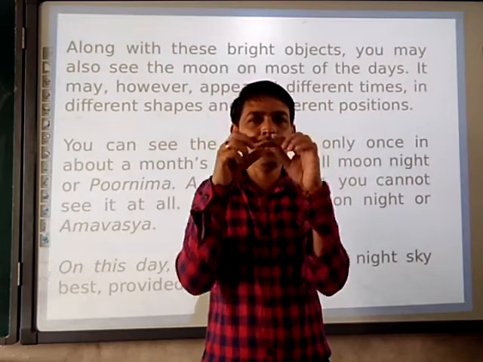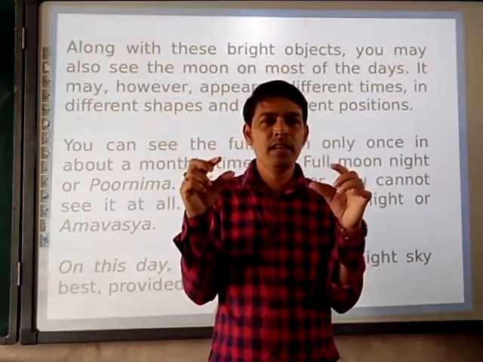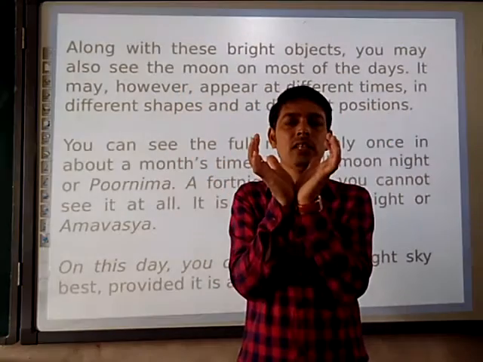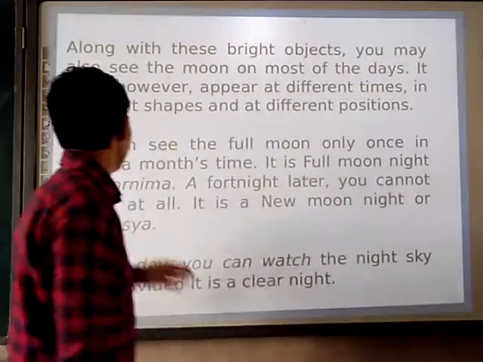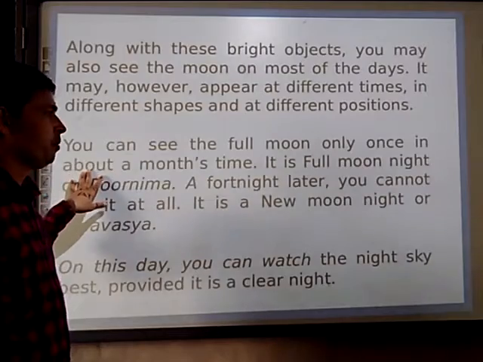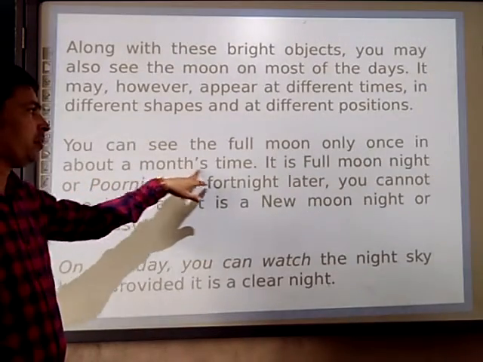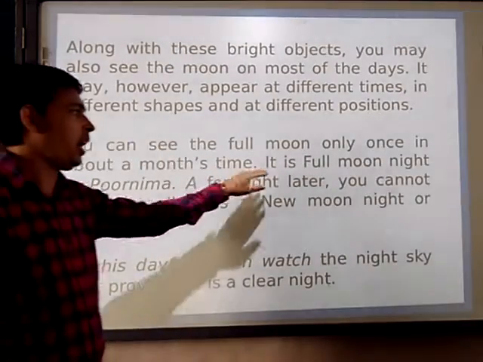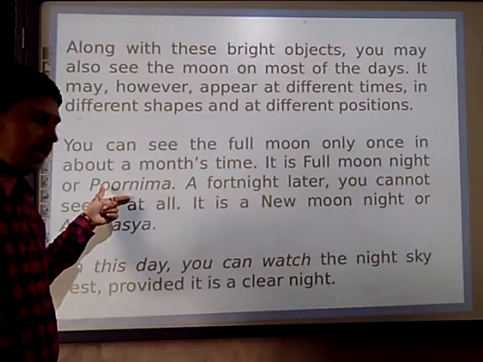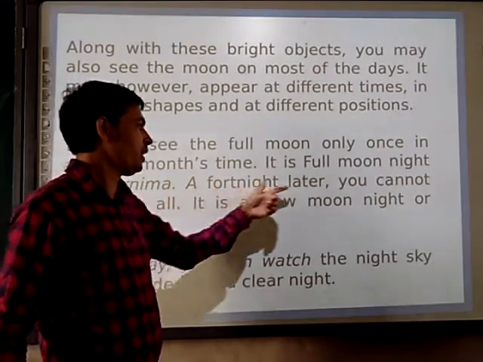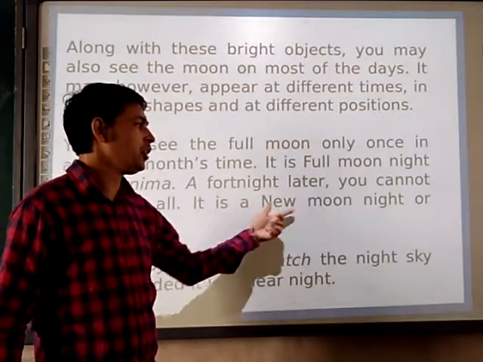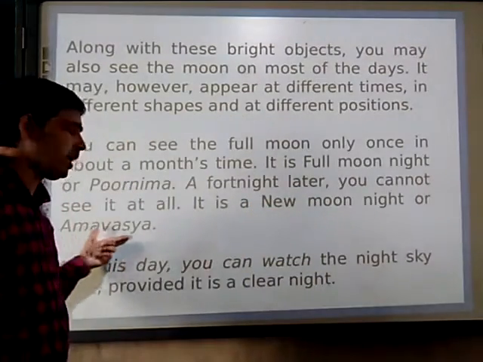The moon has different shapes in the sky. Not every time does the moon look circular. You may see the full moon only once in about a month. It's the full moon night, Purnima, right? A fortnight later you cannot see it at all. It is a new moon night, or Amavasya.